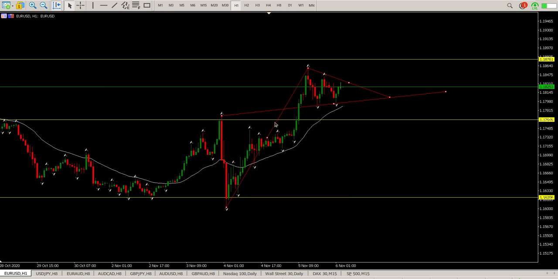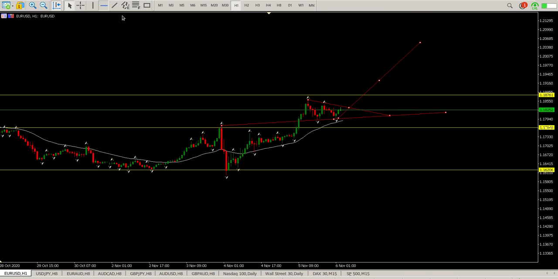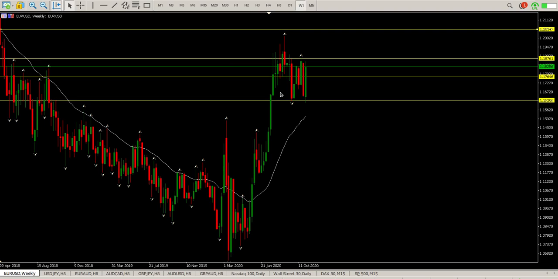Okay, this is your leg up, consolidation, and leg up. Now, if that does happen, that basically gives me the continuation of this move.